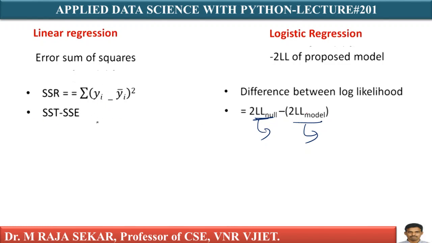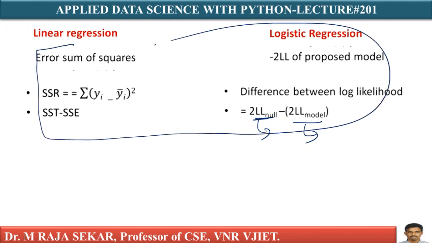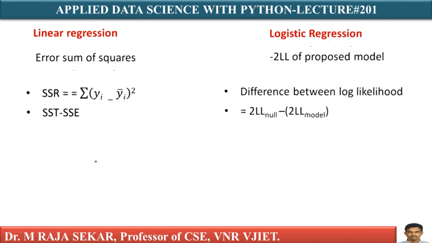This is a comparison between logistic regression and linear regression in terms of model comparison. Just refer to my previous lectures about SSR and SST. I already discussed LL null and LL model in the initial slide itself, isn't it?